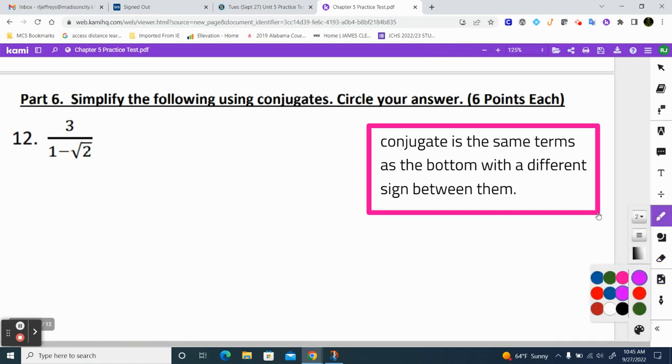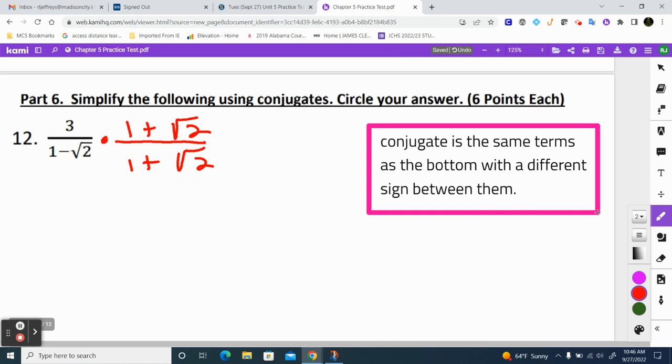So that means I would have a 1 and a 1, a square root of 2, a square root of 2. I would also, now that is a minus, so I would have what in the middle? Plus. Okay, now we multiply.